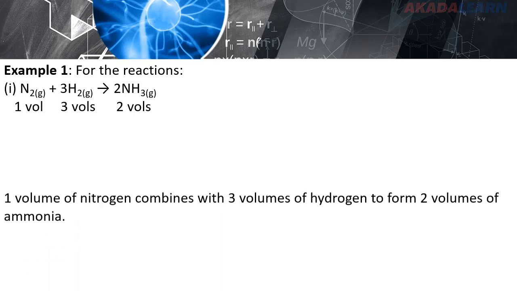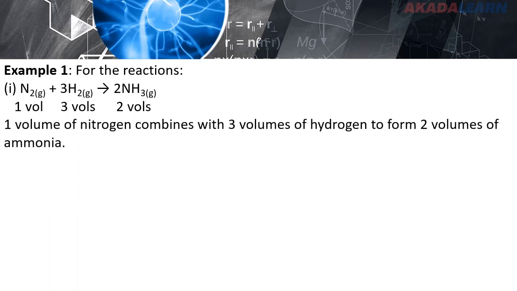So let's take a look at an example. Example 1. For the reaction N2 plus 3H2 to give us 2NH3, that's ammonia. Take a look at their volumes. 1 volume of nitrogen will combine with 3 volumes of hydrogen to give us 2 volumes of ammonia.